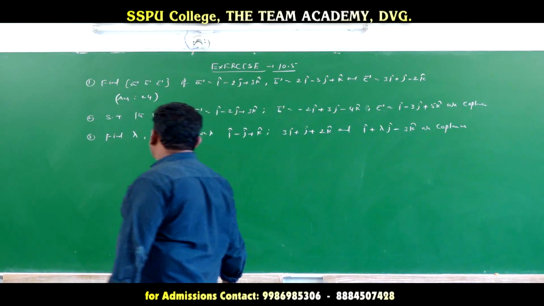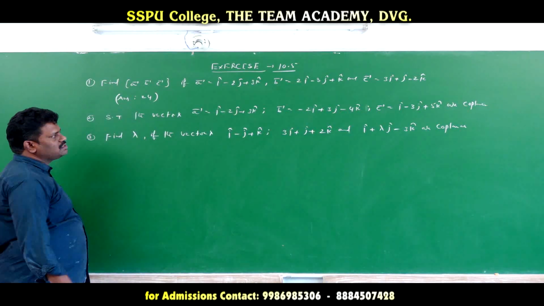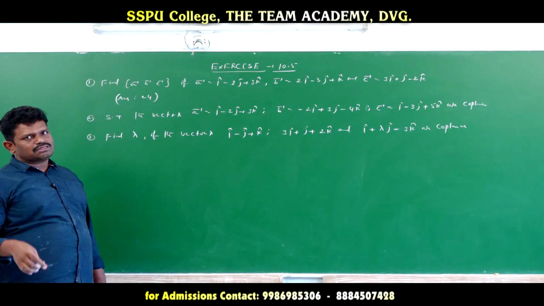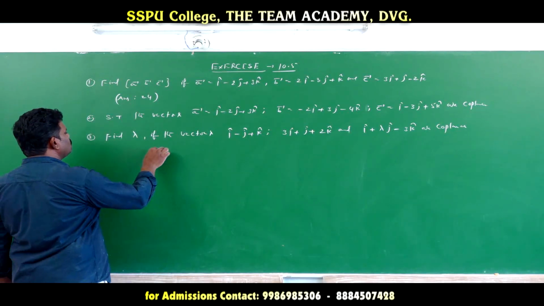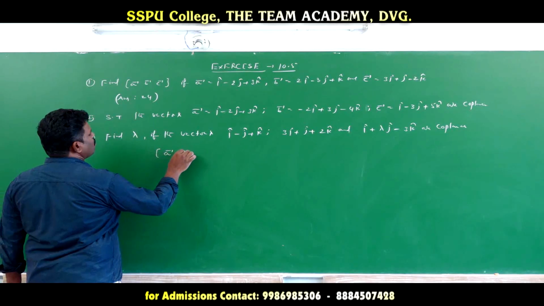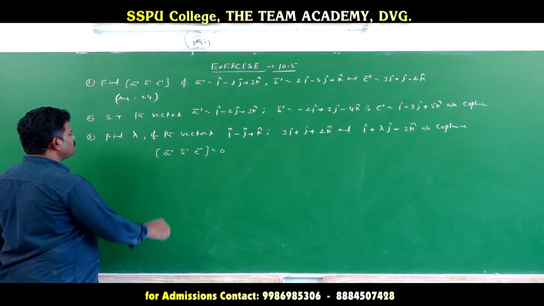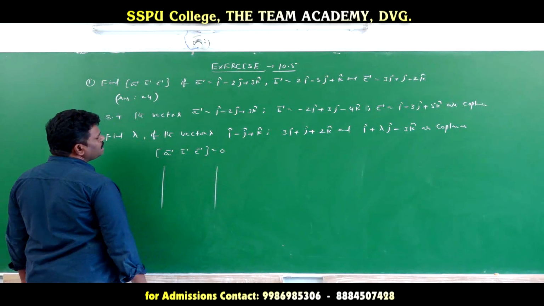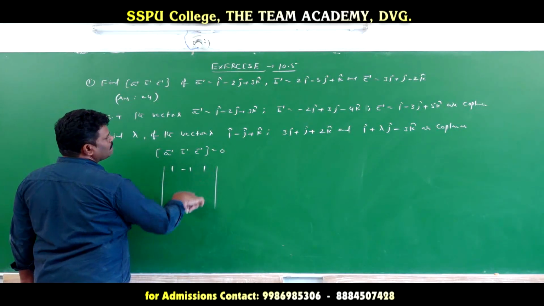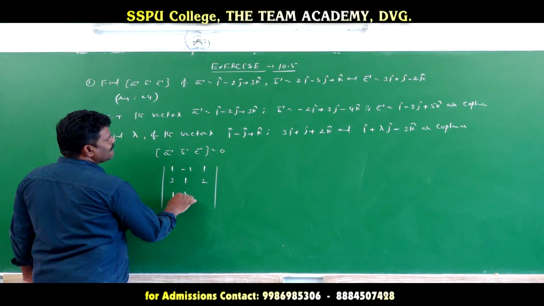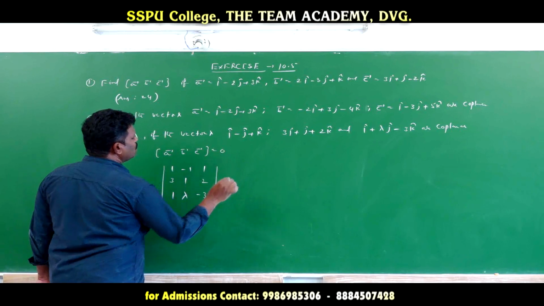Now the third one: find the value of lambda. If the three vectors, as just revised, are coplanar, it means the box value, box of A bar B bar C bar, is equal to 0. So here we take the three vectors: 1, minus 1, 1; next, 3, 1, 2; next, 1, lambda, minus 3, and the determinant is equal to 0.